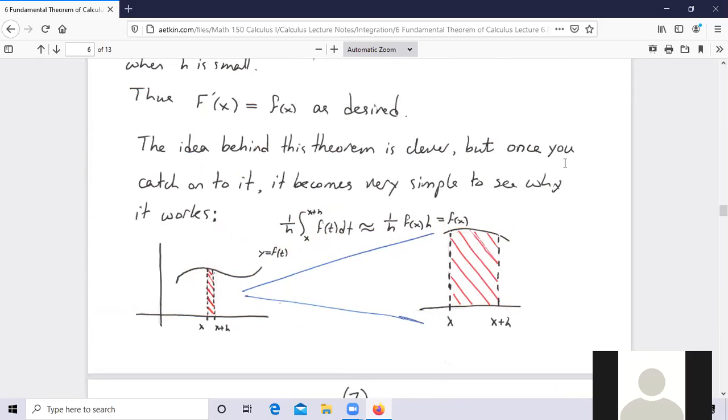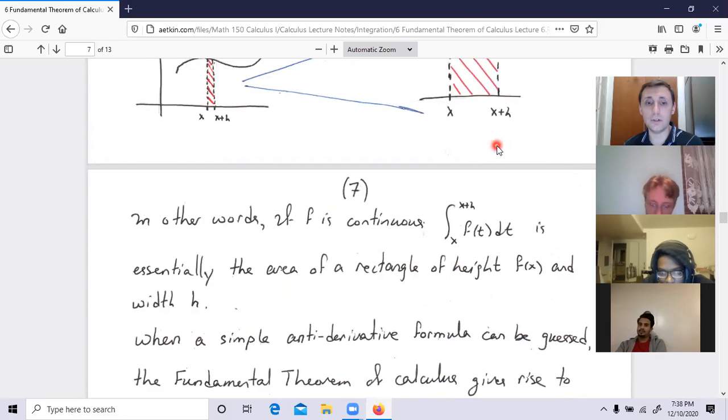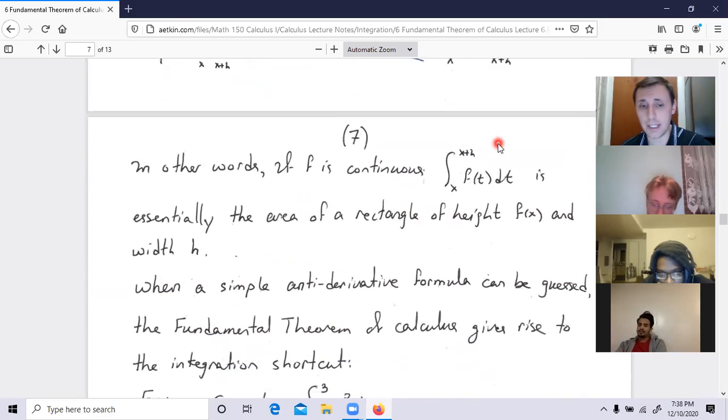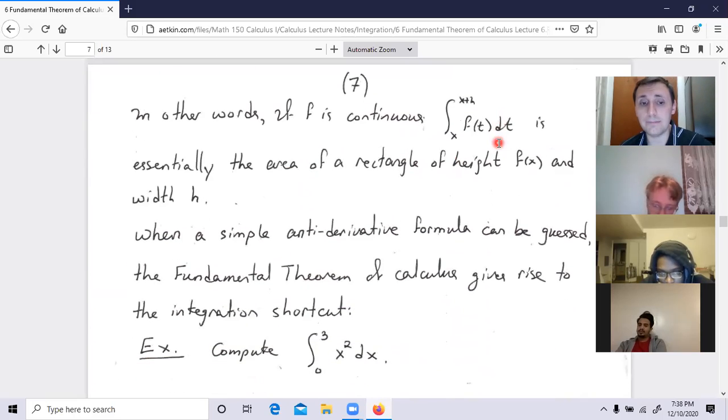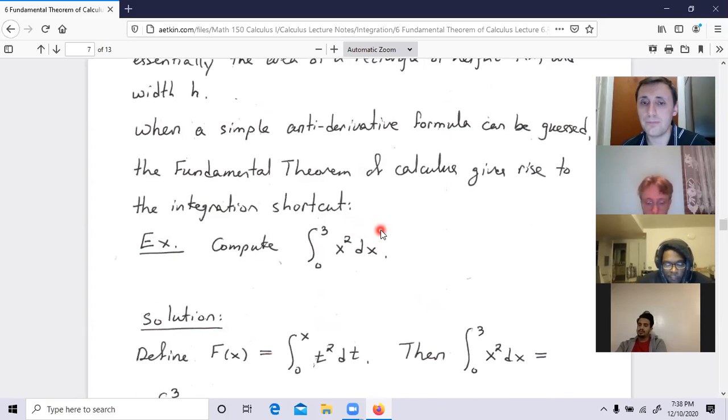The integrand is the function that I integrate. Okay? Most people, when they take calculus, don't understand this idea at all. Yes, let me show you first how that idea is useful in generating that trick. Remember, we have this integration shortcut trick. It's really the fundamental theorem of calculus that makes it possible. Here is how we do that.